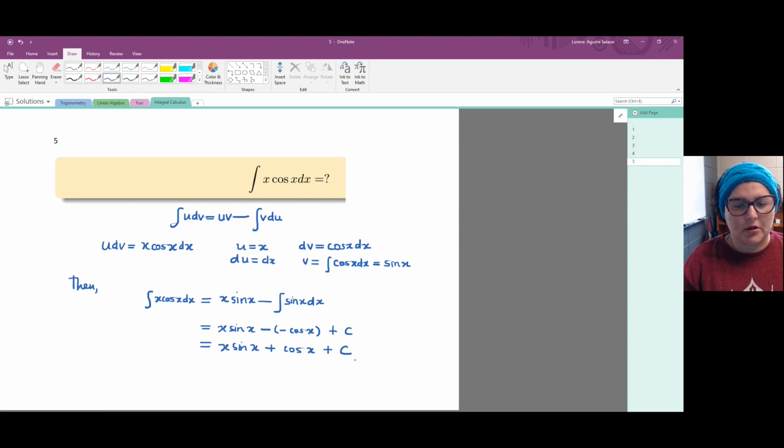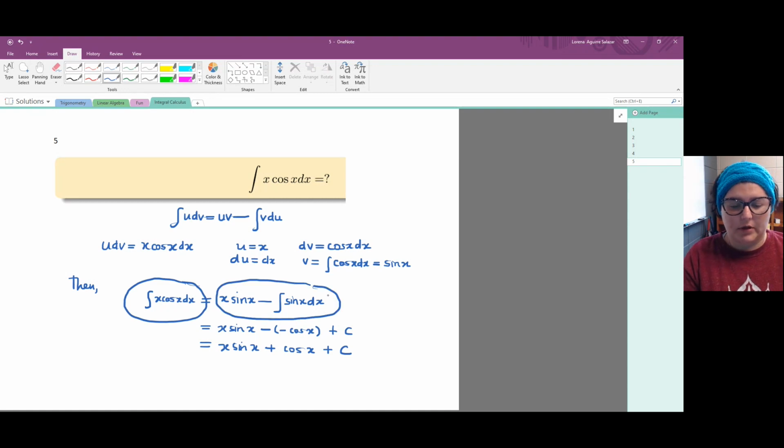We know that choosing u and dv the way we did worked because when we rewrote the integral we were given in terms of another integral, we found an easier expression, an expression that is nicer to work with. X sine is just x sine, and the integral of sine is minus cosine.